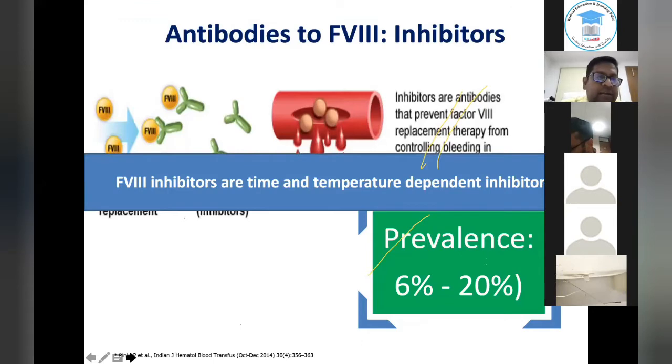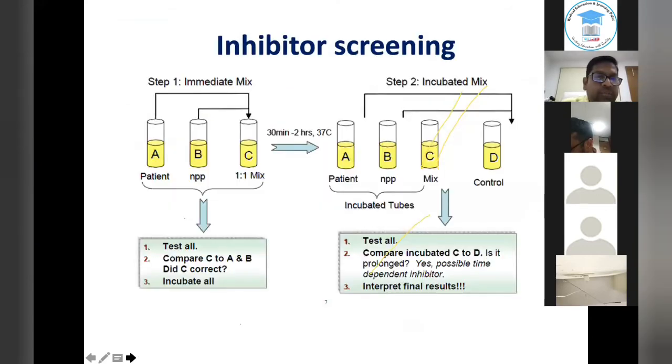So these factor VIII antibodies, you have to remember, are time and temperature dependent inhibitors. So when you do a mixing study or an inhibitor screening, you have to make some modifications, where you have to look for an immediate mix and an incubated mix. With incubation, you are allowing the inhibitors to act, and with the incubated mix, if factor VIII inhibitors are there, the incubated mixture will show prolongation of the APTT result.